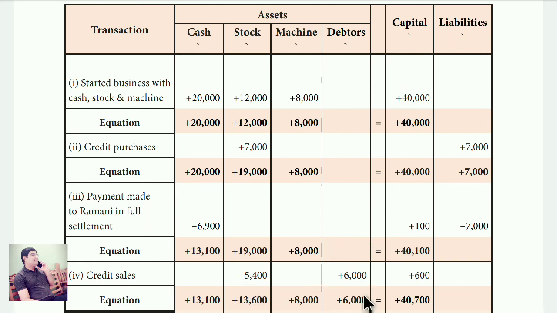Then in debtors, you have to write 6,000 plus because we have to receive 6,000 rupees from the debtors. So 5,400 rupees of goods you sold at rupees 6,000. So profit 600, you have to add it in the capital. If it is a profit, you have to add in the capital. If it is a loss, you have to less from the capital. That is the accounting equation.